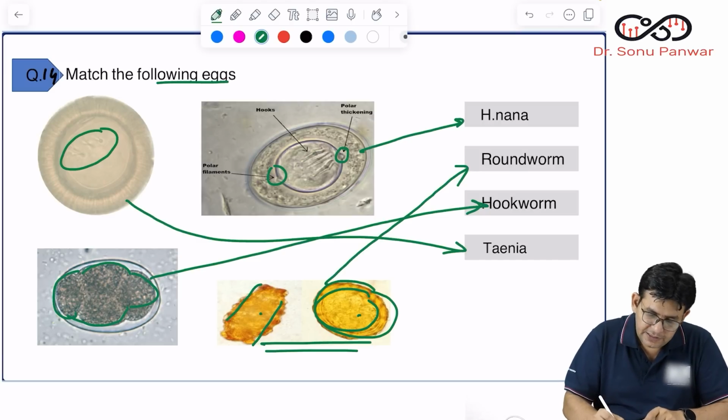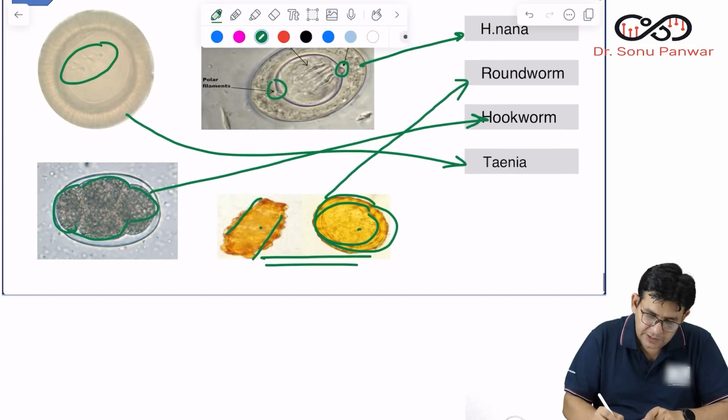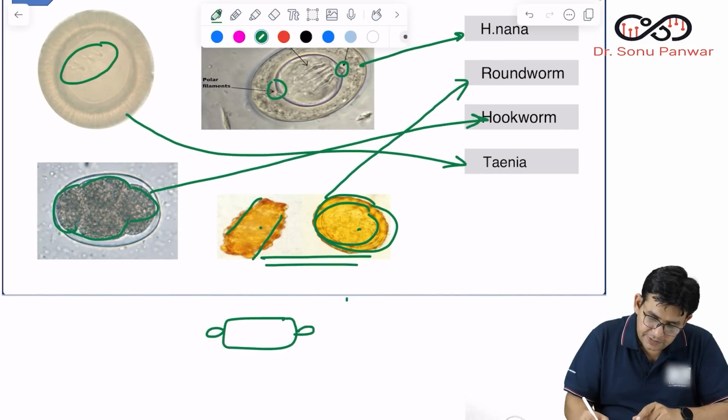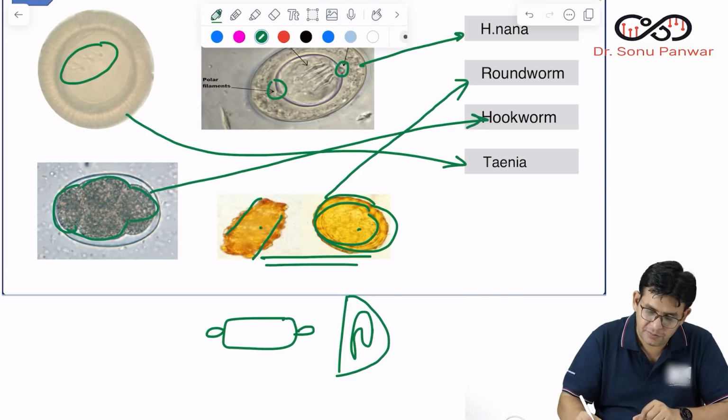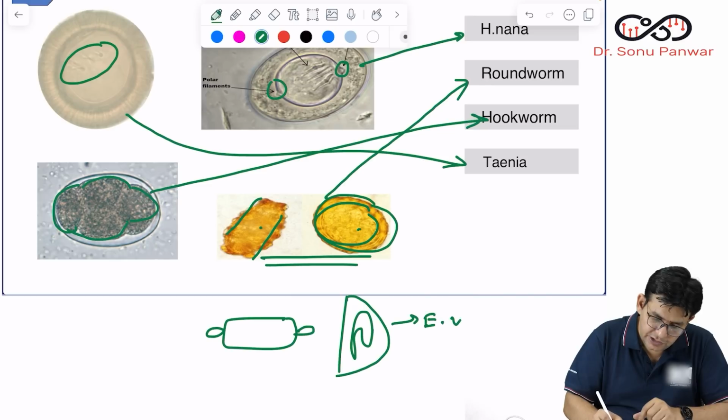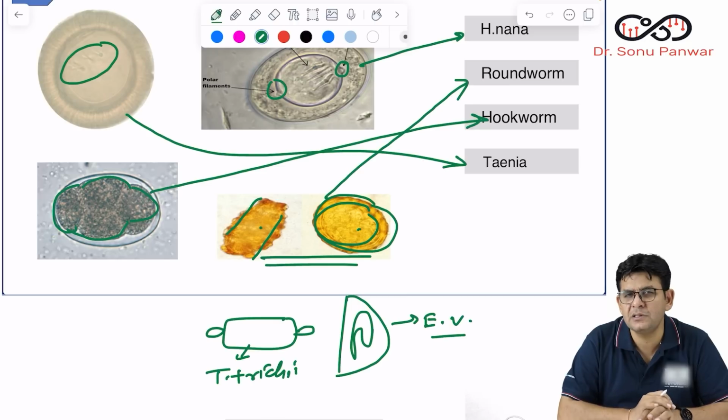Besides this, the important one is this also, which is having a dumbbell shape, having the mucus plugs. Another one is a D shape, planoconvex with a tadpole-like larva. That is seen in Enterobius vermicularis. And this particular one is seen in Trichuris trichiura. So these are the possible questions regarding the eggs which can come.